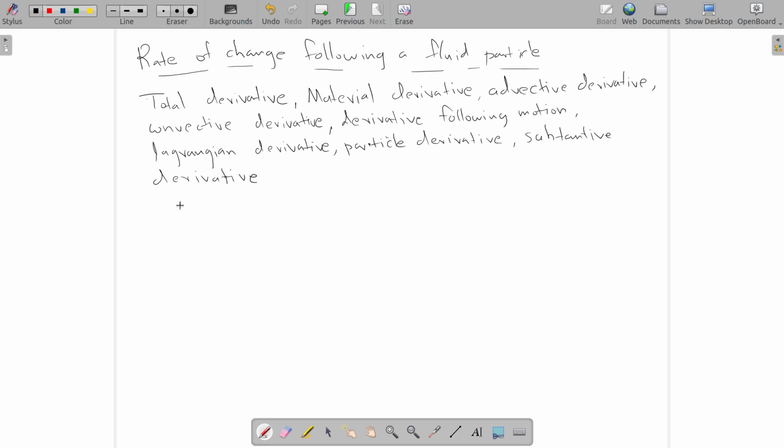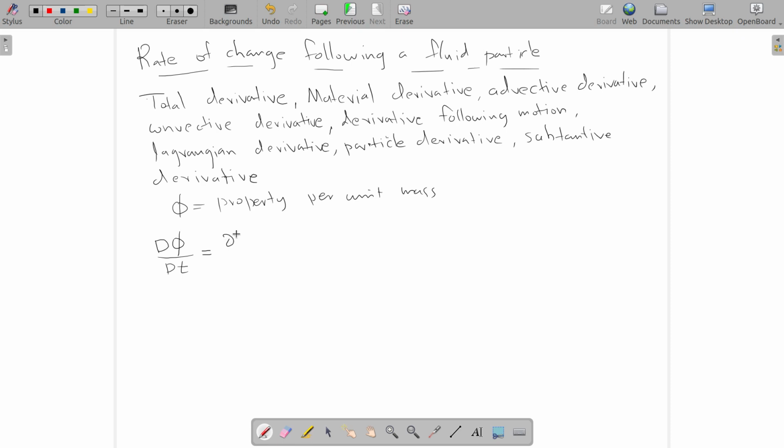Let's say phi is a property per unit mass in a fluid. The total derivative is written as capital D phi by dt. The spatial derivative is usually written with a small letter d, and the total derivative or material derivative is written with a capital D, so D phi Dt. Mathematically speaking this is the total derivative itself, which means we know that phi depends on space and time.